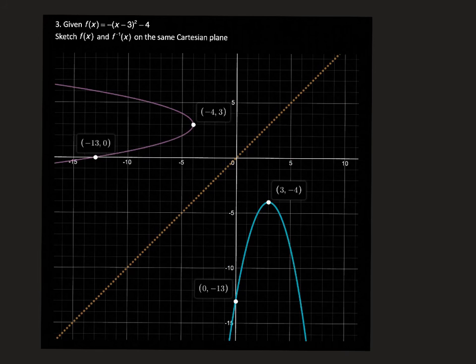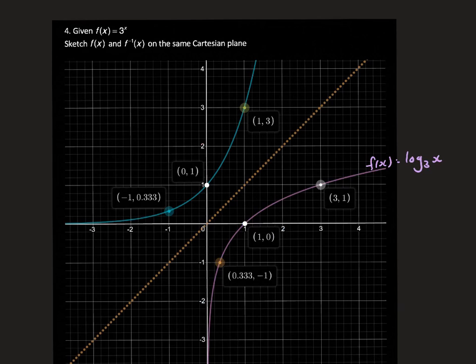Next up, we've got the same parabola, but a is negative. So what's happening here? You've got the turning point there, and you've got the y-intercept, and that's actually enough. So the turning point (3, -4) is going to become (-4, 3), and then (0, -13) is going to become (-13, 0). So that was that one. There's the one reflected about the line y equals x.